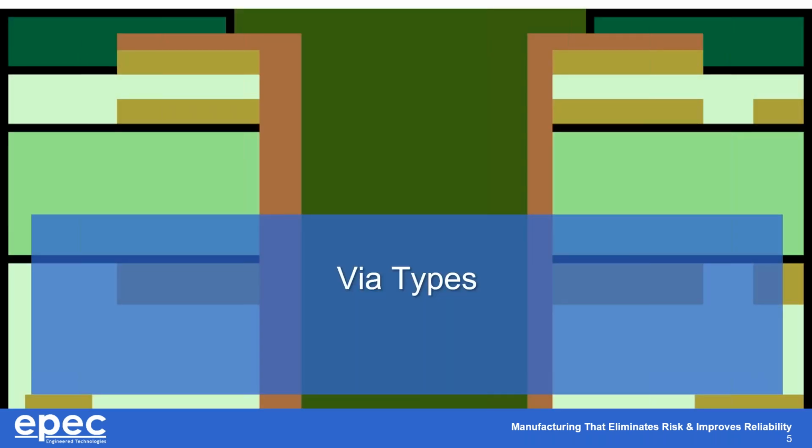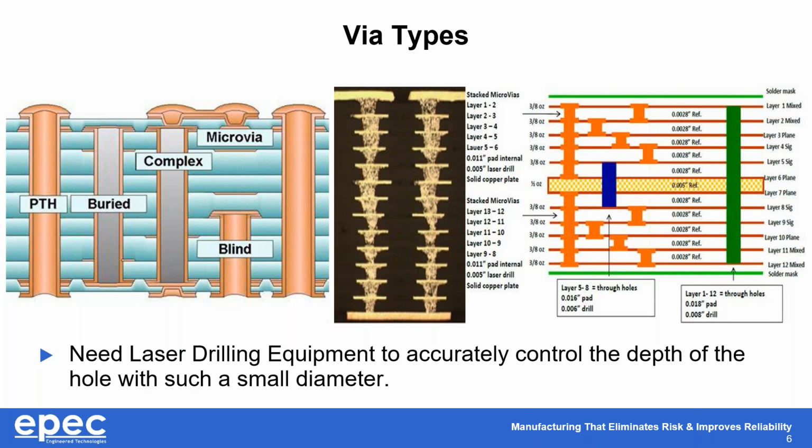The second definition that we really wanted to go through is via types, because we're going to get into a lot of what the different via types require from a fabricator. So when we look at the different via types, everybody is most familiar with the plated through hole to the far left. And that has traditionally been the most common hole put in boards.